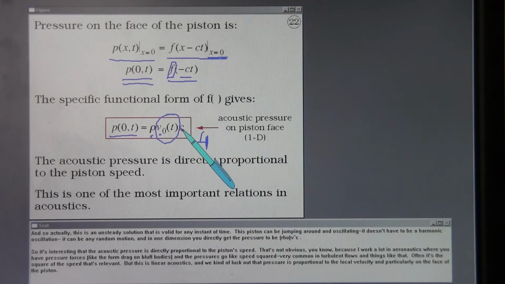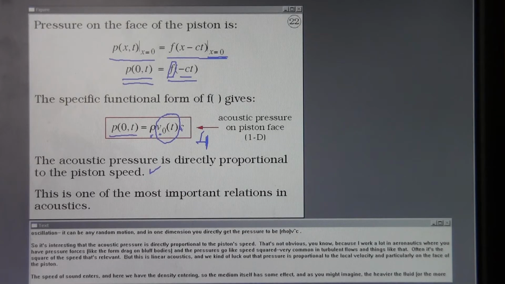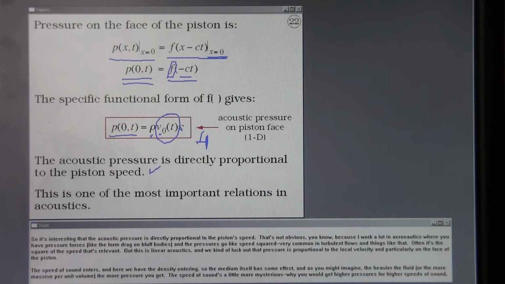So it's interesting that the acoustic pressure is directly proportional to the piston speed. Now that's not obvious, because I work a lot in aeronautics where you have pressure forces like the form drag on bluff bodies, and the pressures go like speed squared. It's very common in turbulent flows and things like that. Often it's the square of the speed that's relevant. But this is linear acoustics, and we kind of luck out that pressure is proportional to the local velocity, particularly on the face of the piston.